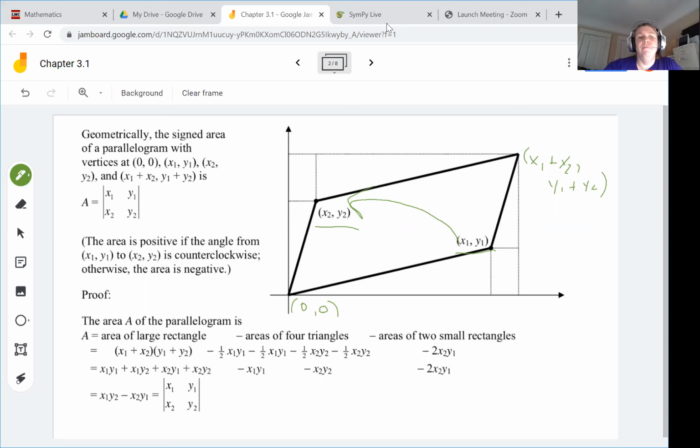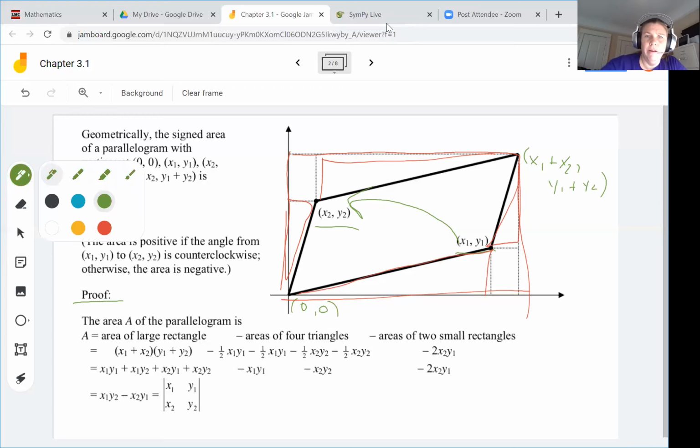And here's our proof. So the area A of the parallelogram is the area of the large rectangle minus the area of the 4 triangles minus the area of the 2 small rectangles. Let me draw that out a little bit more clear. So here's our large rectangle, and then we've got these smaller triangles, 4 smaller triangles, and then we've got 2 smaller rectangles in here.